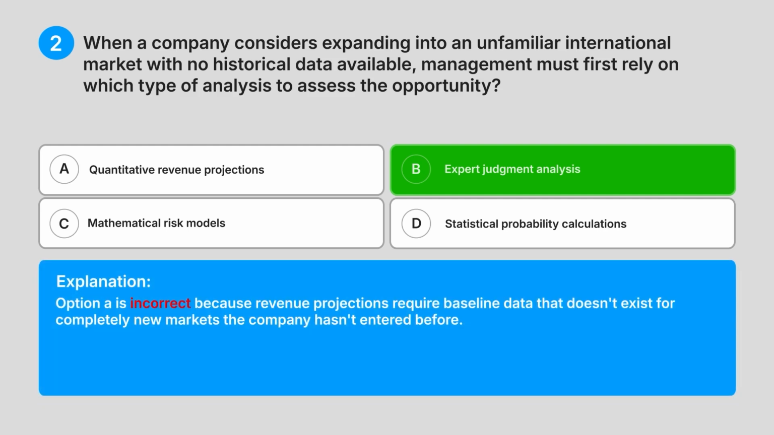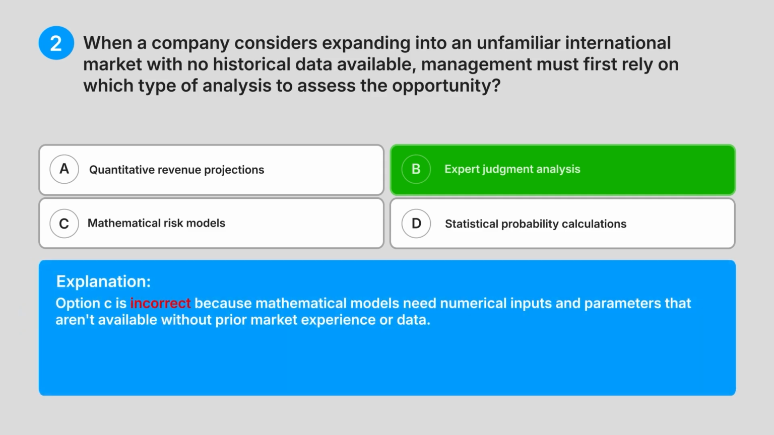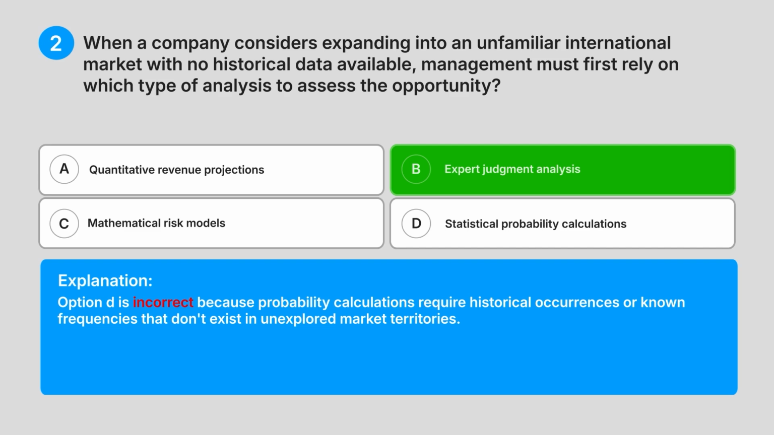Option A is incorrect because revenue projections require baseline data that doesn't exist for completely new markets the company hasn't entered before. Option C is incorrect because mathematical models need numerical inputs and parameters that aren't available without prior market experience or data. Option D is incorrect because probability calculations require historical occurrences or known frequencies that don't exist in unexplored market territories.